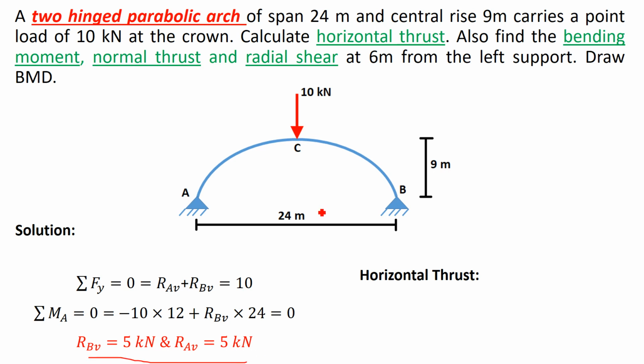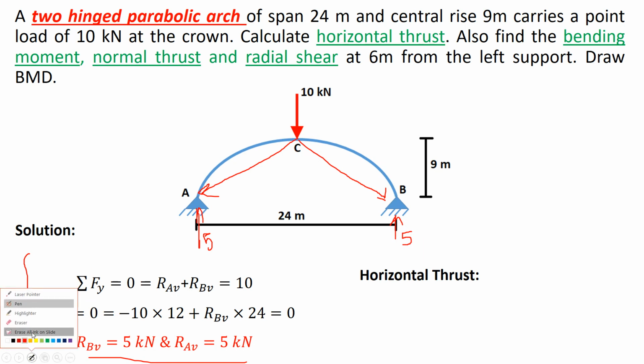We can also use standard formulas directly. If a structure is subjected to symmetric load, the total load is equally taken by both the supports. So vertical reaction is half at A and half at B. No need to apply these two equations. Directly we can write 5 kilonewton RAV and 5 kilonewton RBV, because the 10 kilonewton load is acting at the center.